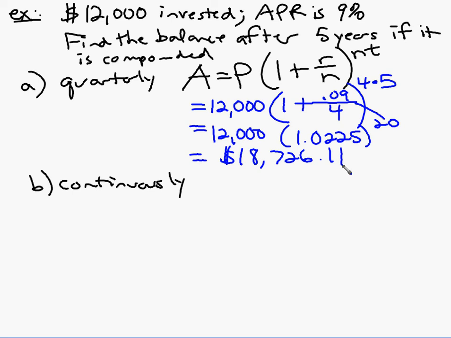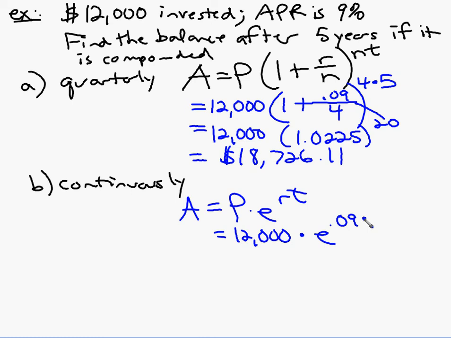Now, if it's compounded continuously, it's actually an easier formula. It's A equals P times E to the RT. All right, it's a little bit easier formula. So my principal is still 12,000 times E to the power of 0.09 times 5. Okay? So what is 0.09 times 5? It's 0.45.